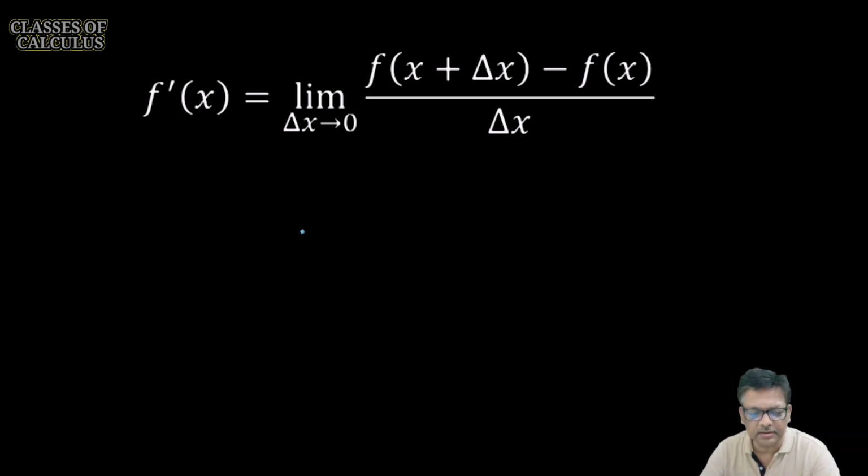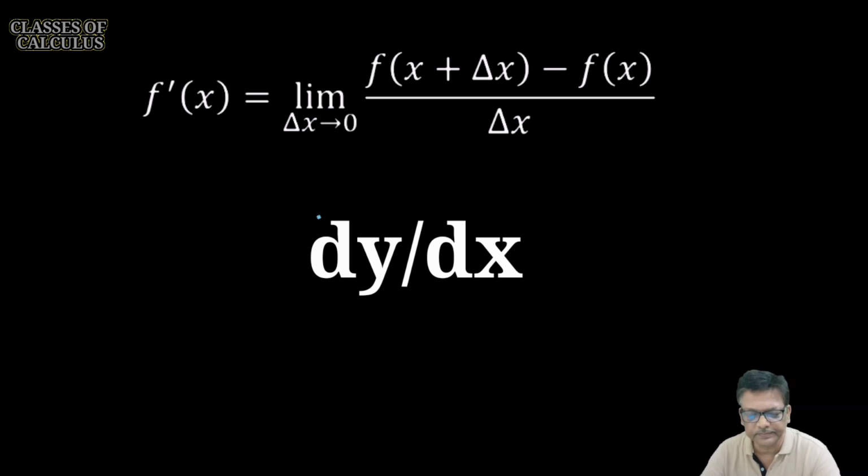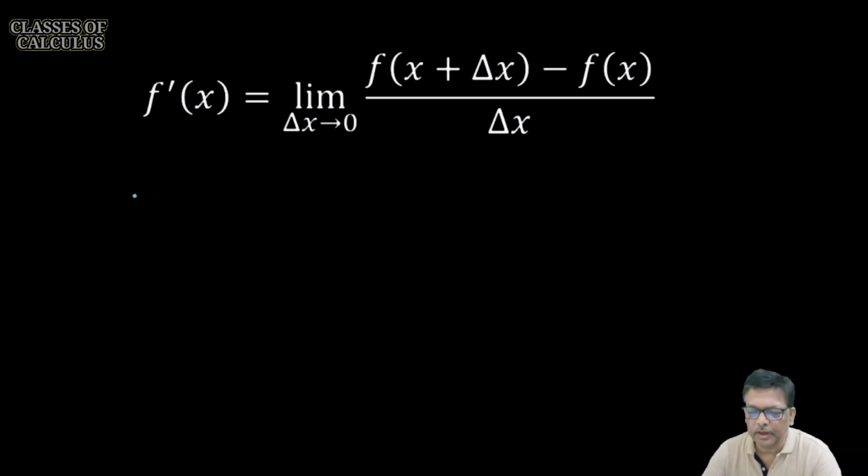The result of differentiation is called the derivative. The mathematical notation of the derivative is dy by dx. To know more about the mathematical expression of the derivative, we have to consider a function y equal to f(x). So for this function, you can write the derivative as dy by dx, and also you can denote this by f dash x.